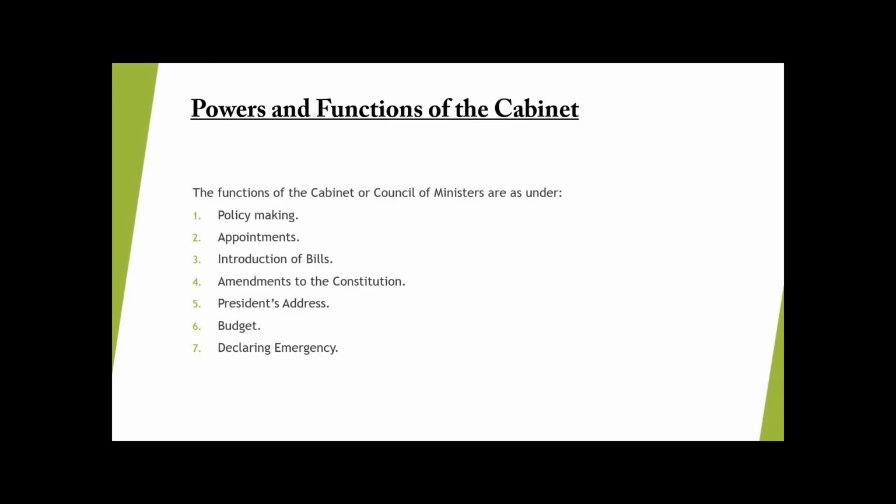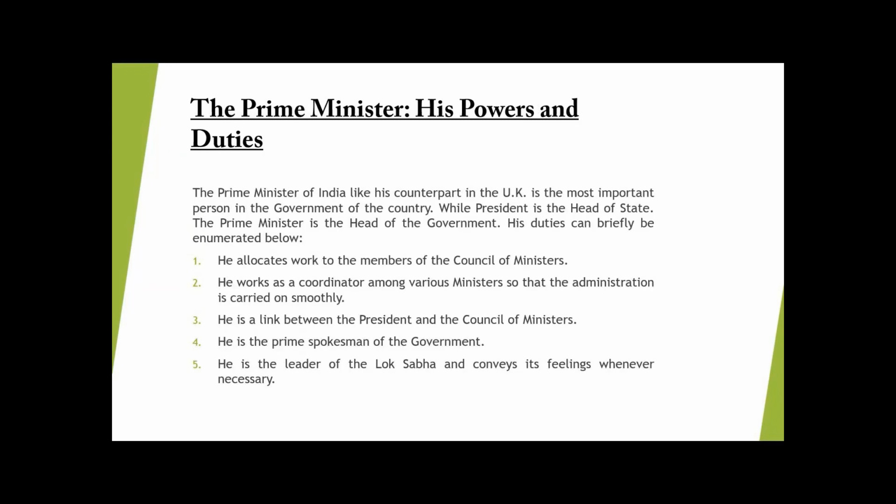Powers and functions of the cabinet. The functions of the cabinet or council of ministers are as under: number 1, policy making; number 2, appointments; number 3, introduction of bills; number 4, amendments to the constitution; number 5, president's address; number 6, budget; and number 7, declaring emergency.